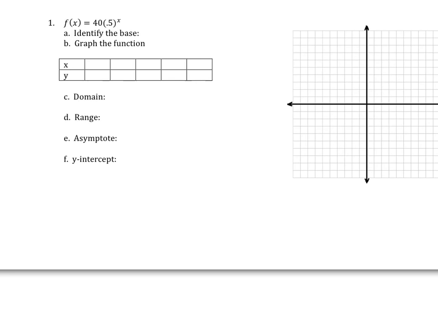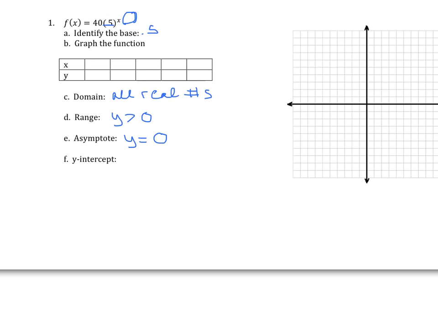Before we graph, let's take a look at a couple things. Let's identify the base. Well, the base is what's raised to the exponent, so that is 0.5. We know that the domain for this exponential is all real numbers because we can pick any x we want. And the range, since we're not adding anything here at the end, we know that the range has to be greater than 0. And the asymptote is the line y equals 0. That's what it approaches but never touches. That's why the range is not equal to 0.